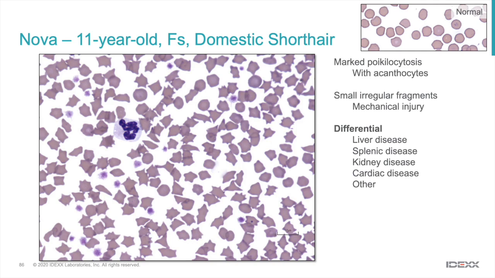And I'm going to be looking for things like liver disease, splenic disease, kidney disease, cardiac disease, and other conditions. Again, it doesn't have specificity, but it's clearly abnormal.